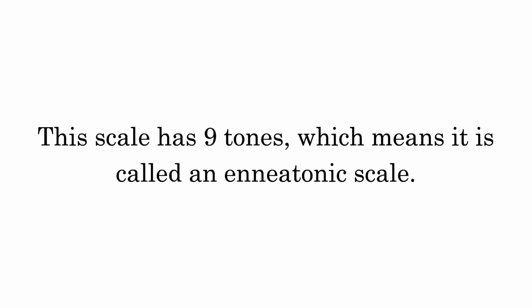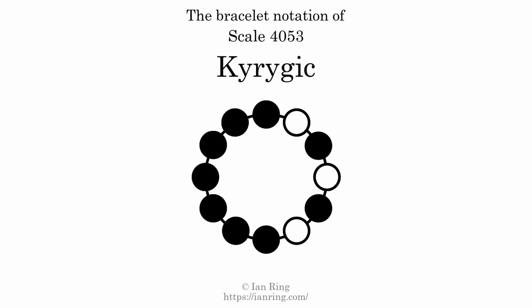This scale has 9 tones, which means it is called an enneatonic scale. This is a bracelet notation diagram of scale 4053. The shaded circles represent tones that appear in the scale, and they are read clockwise, starting at the top.